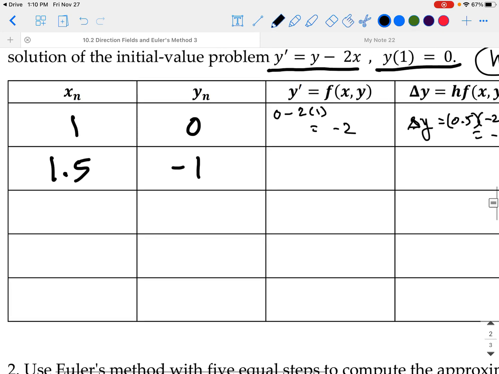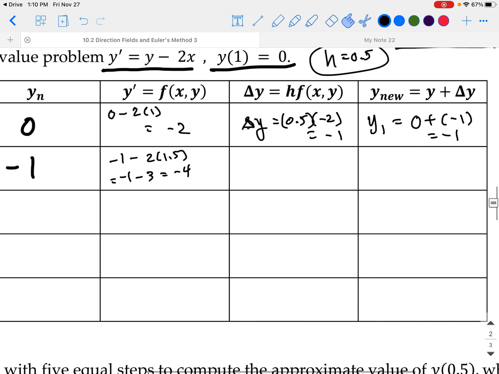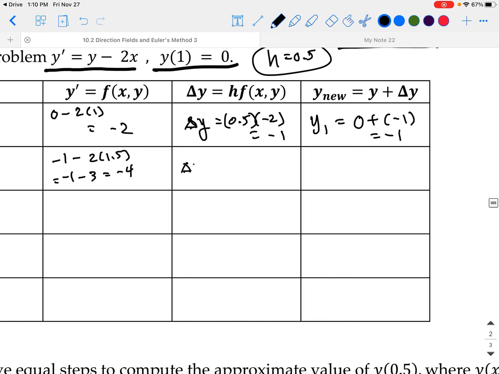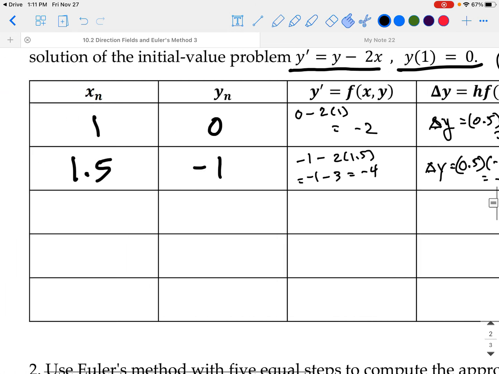So for y prime here, we're going to get negative 1 minus 2 times 1.5, which is negative 1 minus 3, which is negative 4. For delta y, we're going to get 0.5 times negative 4, which is equal to negative 2. So then y sub 2 is going to equal negative 1 plus negative 2, which is negative 3. So now I've got negative 3 at my next step.